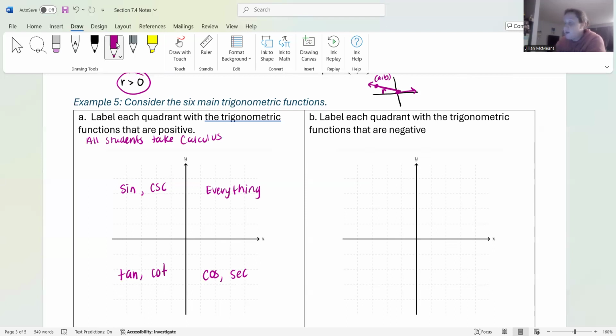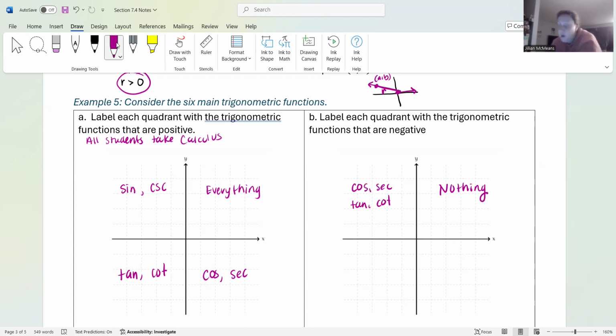Now, in part B, it says label each quadrant with the trigonometric functions that are negative. Well, if everything is positive in quadrant 1, nothing is negative. So we would say nothing. Now, in quadrant 2, sine and cosecant are positive. That means cosine and secant, and then tangent and cotangent are negative.